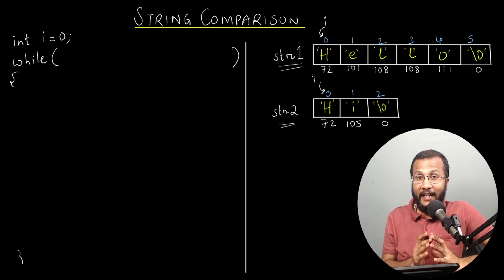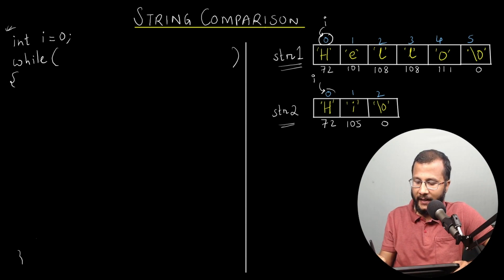Okay, now let's write down our code to implement string comparison. So first of all, we'll take the index I, which is initialized to 0, because it will catch hold of the first character in both these strings. So initially I is made 0.